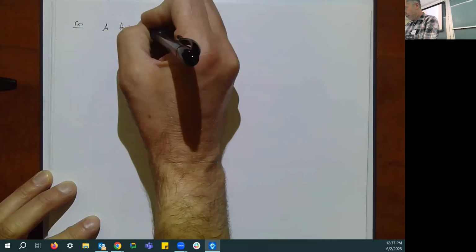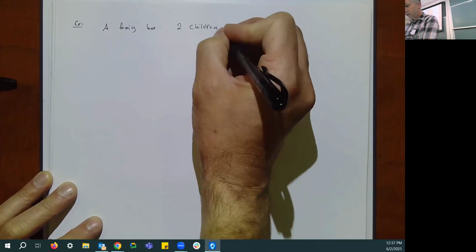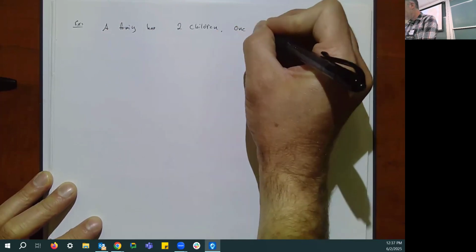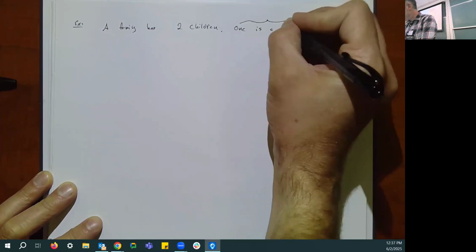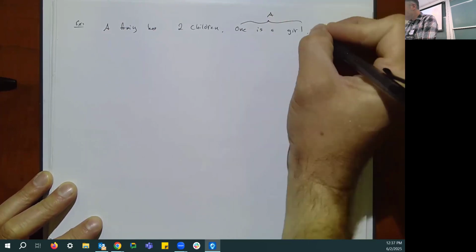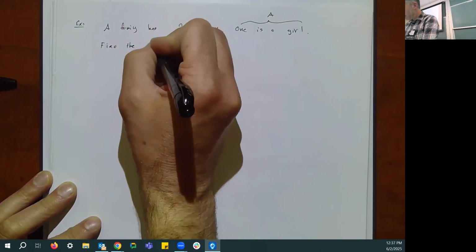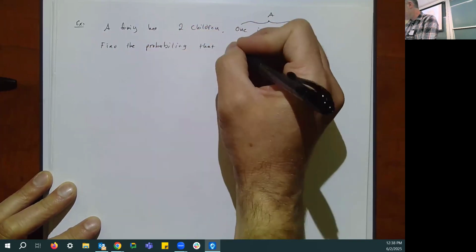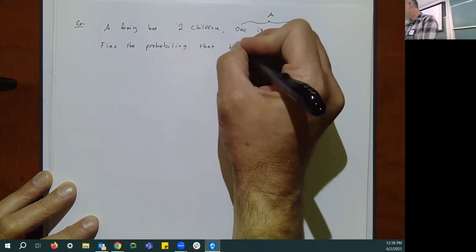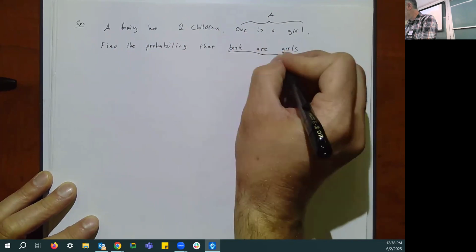A family has two children. This problem might feel annoying in some ways. One of their children is a girl. We'll call that event A. Find the probability that the other child is a girl. Or, as I'm going to phrase it, that both children are girls. We're going to call that event B.